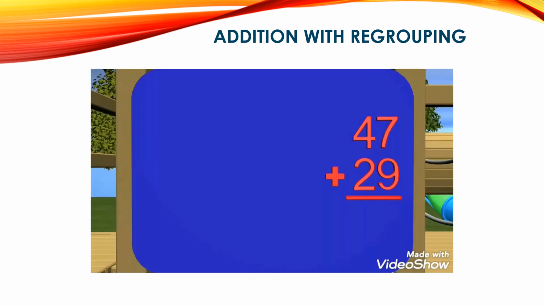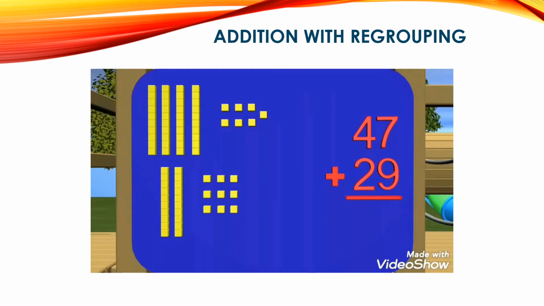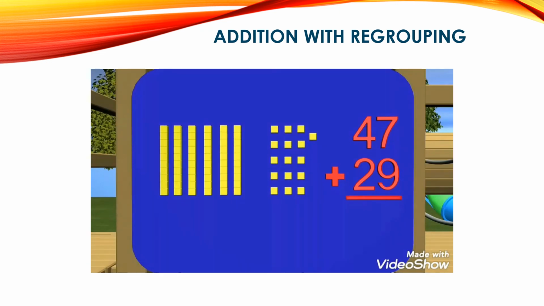Addition with regrouping. Add 47 and 29. First, write the numbers one below the other and arrange them in the place value. Now, write 4 in the tens place and 7 in the ones place, and 2 in the tens place and 9 in the ones place. Just see, 4 tens and 7 ones. Next, 2 tens and 9 ones. Arrange these in the tens place and the ones place.